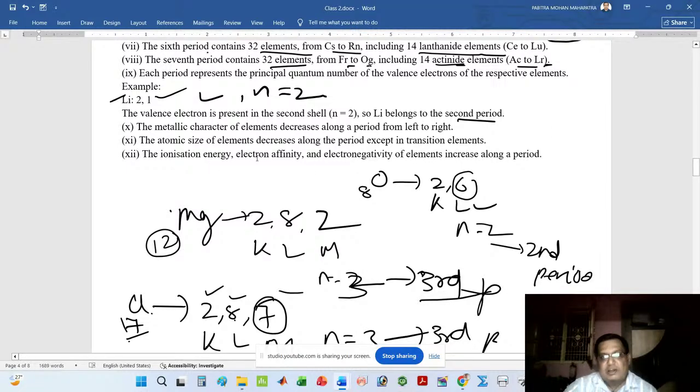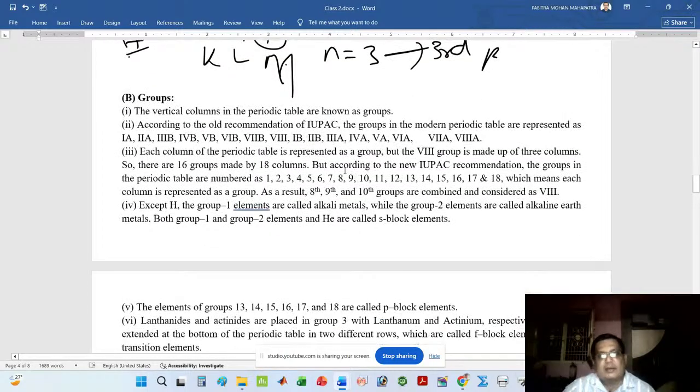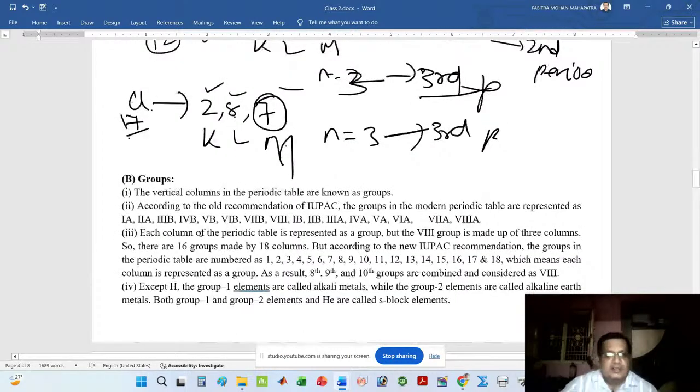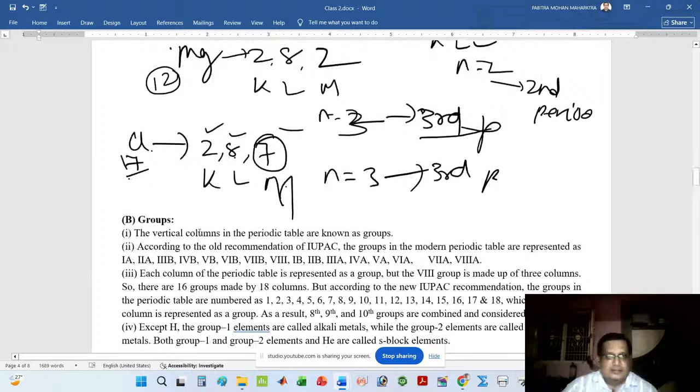Ionization energy, electron affinity, electronegativity of the element increase along a period. If you move from left to right, the ionization energy, electron affinity, electronegativity will increase. I will clearly explain in the upcoming class. This is the feature of the period.